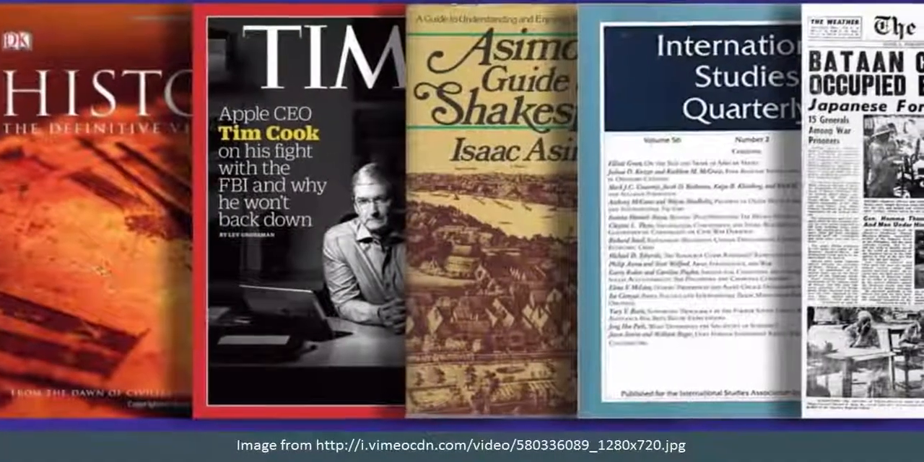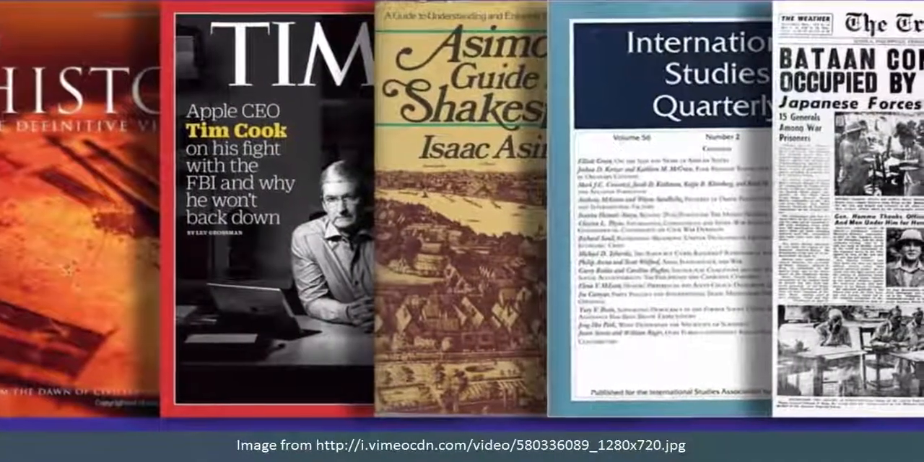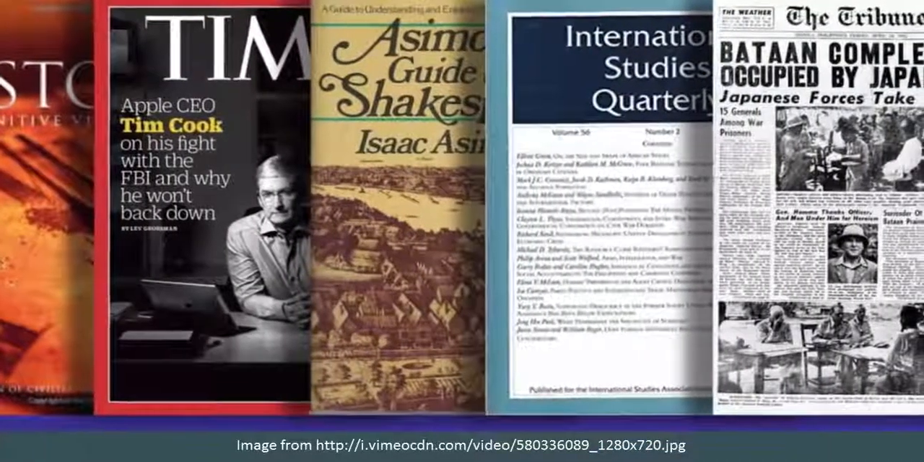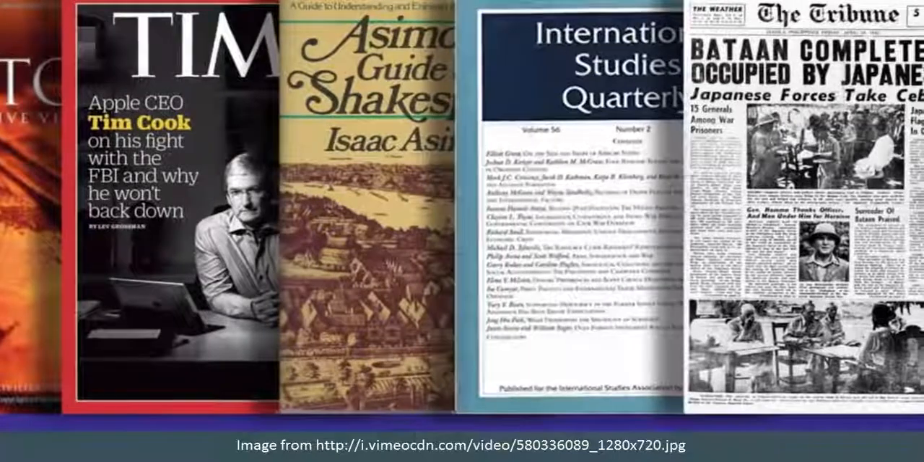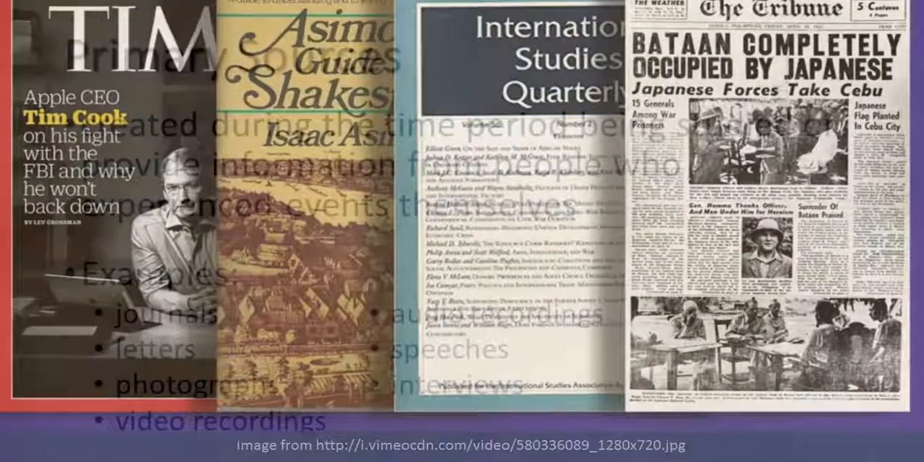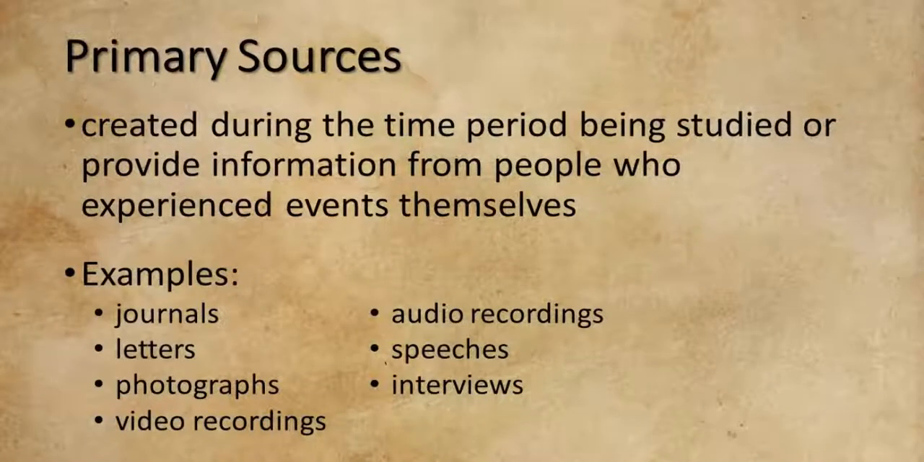Now is a good time to review the difference between primary and secondary sources. For third graders, identifying primary versus secondary sources is a developing skill that should be mastered by the end of fourth grade. As a reminder, primary sources were created during the time period being studied or provide information from people who experienced events themselves, even if the documents were created later.